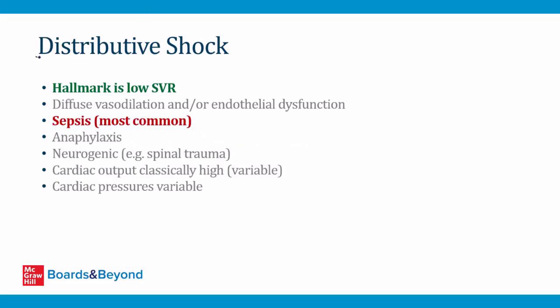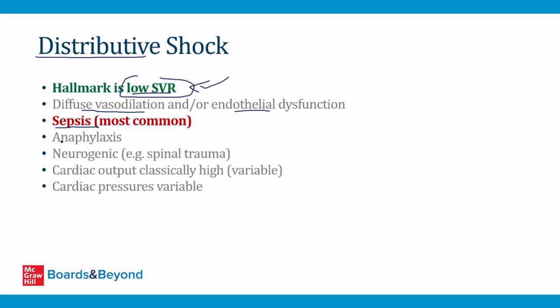Okay, next form of shock is distributive shock. So the hallmark of this form of shock is low systemic vascular resistance. It's really the only form of shock where the SVR is low. This form of shock occurs when there's diffuse vasodilation or endothelial dysfunction. Something causes blood vessels and peripheral arterioles to massively dilate, and that lowers the SVR and lowers the blood pressure. The most common cause is sepsis. I talk about this in videos in the infectious disease section. But bacteria can induce an overwhelming response from the body. That's called sepsis, and there's diffuse vasodilation, and that leads to the low SVR of this form of distributive shock.